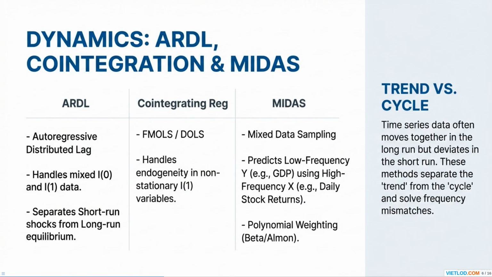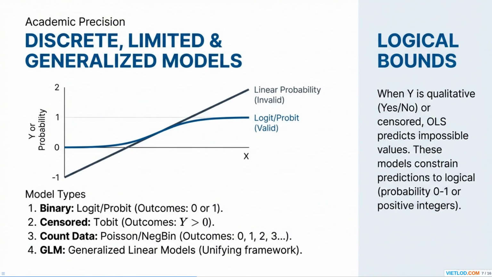Finally, the mixed data sampling, or MIDAS model, addresses the challenge of mixed frequency data, allowing us to predict a low-frequency variable, like quarterly GDP, using high-frequency indicators, such as daily stock returns. This is achieved through sophisticated polynomial weighting schemes that give more relevance to recent high-frequency observations, offering a superior alternative to simple data aggregation.